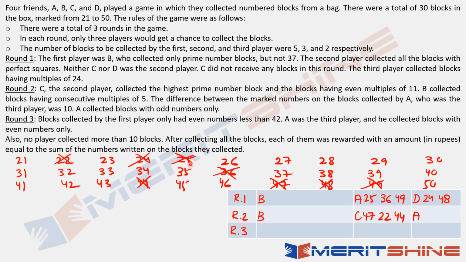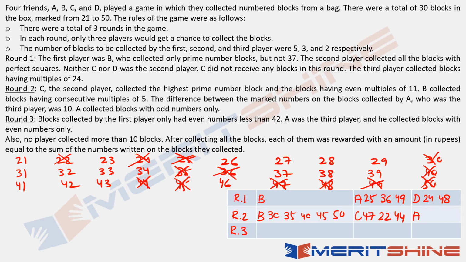25 is already gone. So what are the numbers? 30, 35, 40, 45, 50. These are the numbers. You can just write them here. So let me just write them down here. So we'll start with 30, 35, 40, 45 and 50. And what we'll do from here, we'll just cancel all of this. And this is also gone.